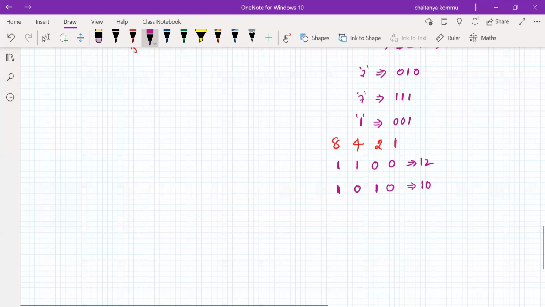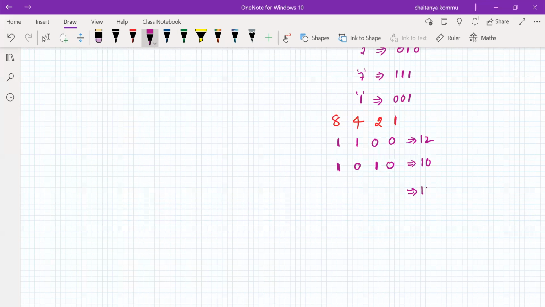Agreed? For example, 15 I need. What are the positions that I want here? 15 means 8 plus 4 is 12, 13, 14, 15. All ones. Very good.